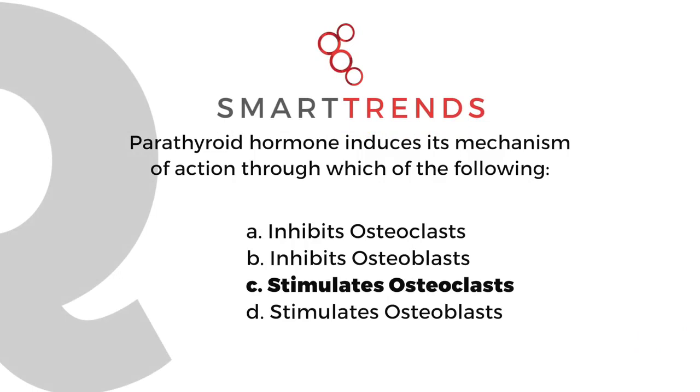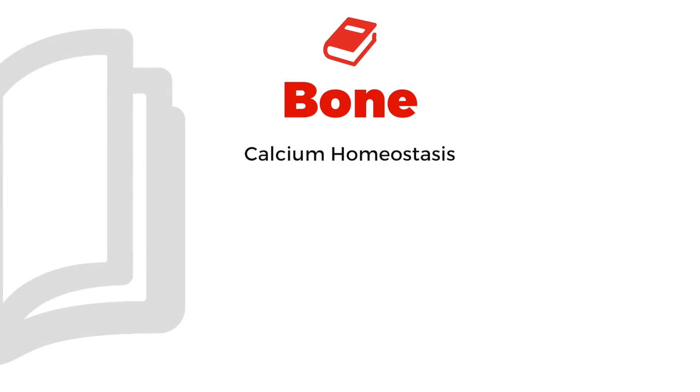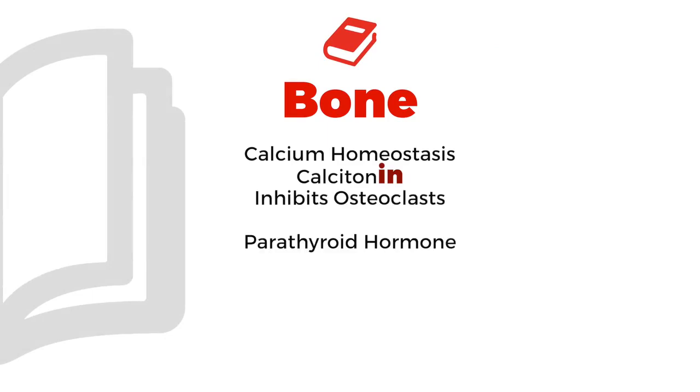So as you see in your notes here, it says calcium homeostasis. You want to think calcitonin, again, the IN at the end of the word inhibits osteoclast, whereas parathyroid hormone is going to stimulate osteoclast, all right? Just remember those two are enemies. I just want to review it one more time right there in your notes, all right?